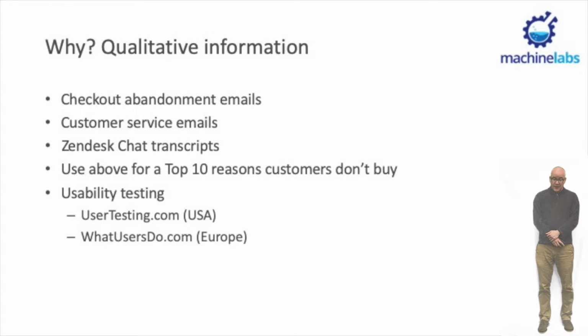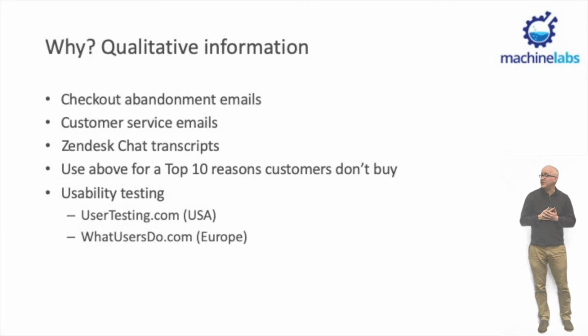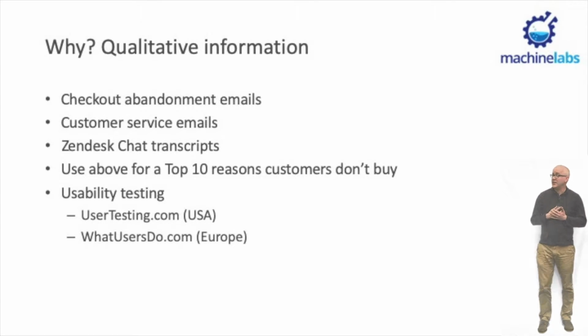Okay, so let's look at qualitative information, the sort of fuzzier stuff rather than the number stuff. I mentioned the checkout management emails, and what I'm trying to do from this is put together a top 10 reasons that customers aren't buying. And again, I will review the responses to these emails. I will look at customer service emails, and I will look at chat transcripts.